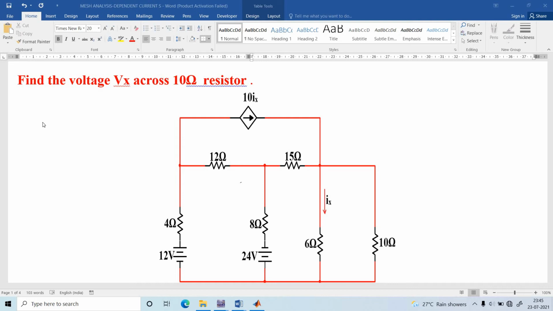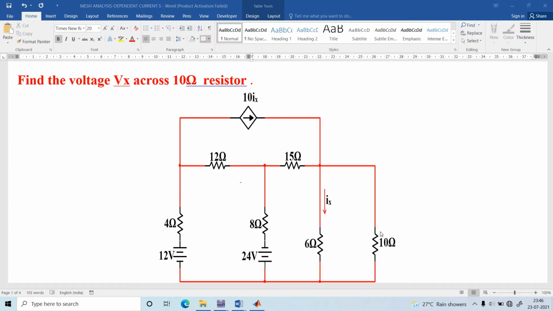Hi all, in this video I am going to explain how to find the voltage Vx across the 10 ohm resistor. Consider the circuit. The circuit consists of independent voltage sources and a dependent current source. The independent voltage sources are 12 volt and 24 volt, and the dependent current source is 10 Ix because it depends upon the current Ix. The question is, find the voltage Vx across the 10 ohm resistor.